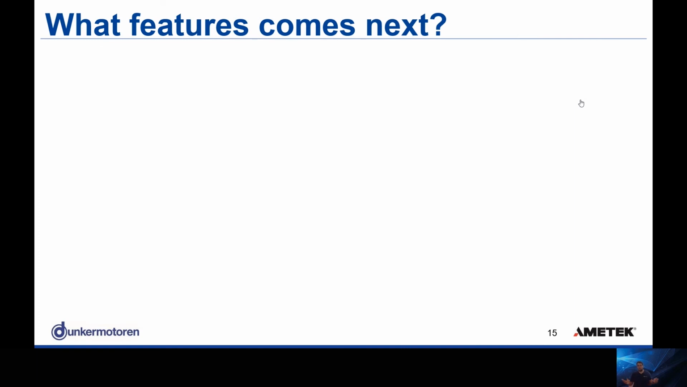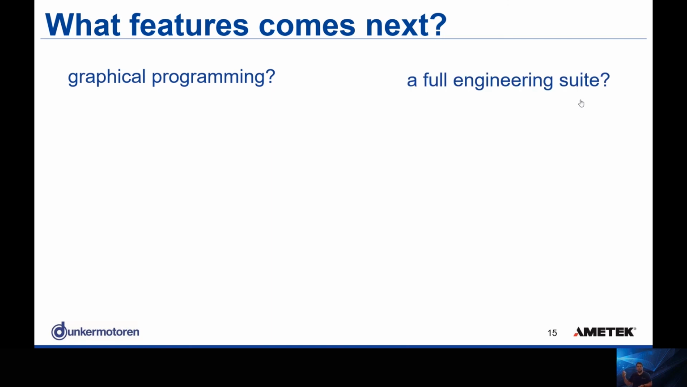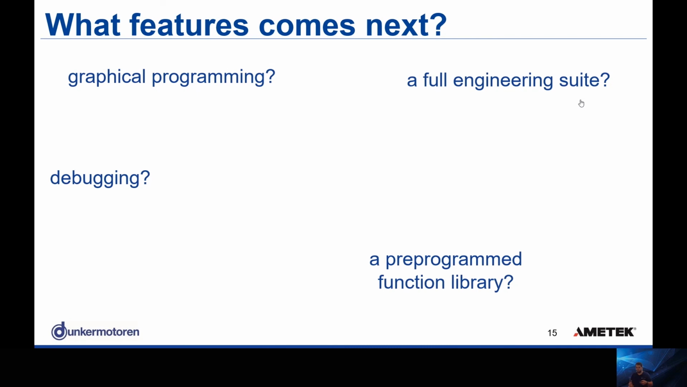And then one question: as we go more and more towards the end, what features will come next? In which direction will we develop MotionCode? Will we go in the direction of graphical programming, or will it be built up to a full engineering suite? Is full debugging needed, does it have to be introduced? Should there be pre-programmed function libraries? Should there be the possibility to execute motion codes in parallel on the motor, so having two or three motion codes running in parallel on the motor, or completely something else? You see the question mark, that's more or less our idea.